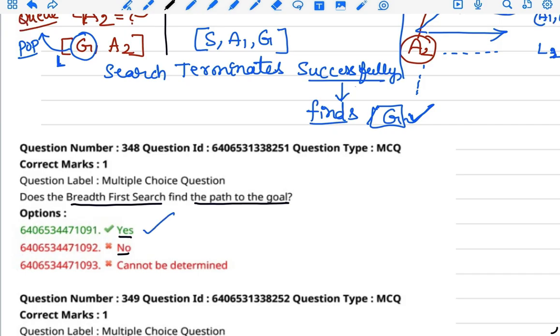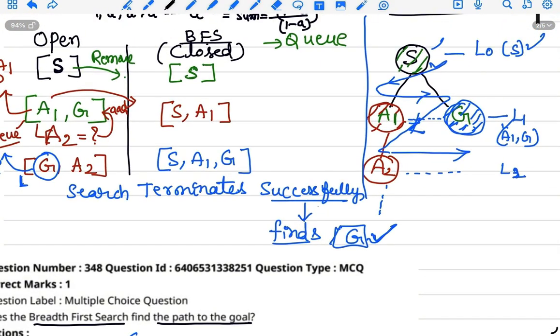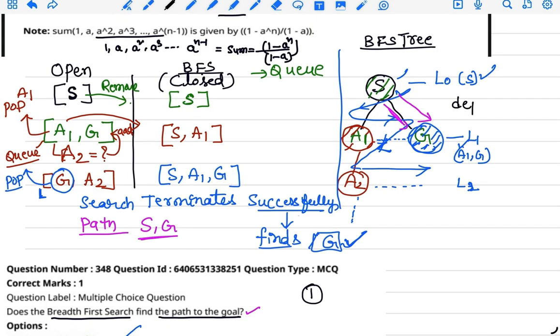In the question, does the BFS find the path to the goal node? Answer is yes, it finds. So what is the path? Starting from S, we have reached the goal node. S to G only, a direct path. The path is S comma G, called depth, right? So the depth D equals 0 here, since there are no children. S is the root node, because of this the depth is 0, right?